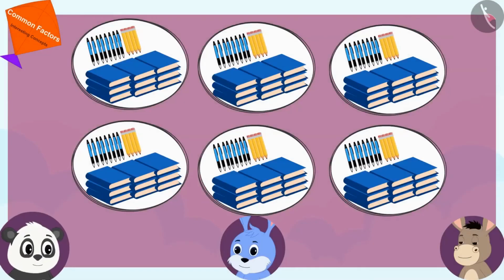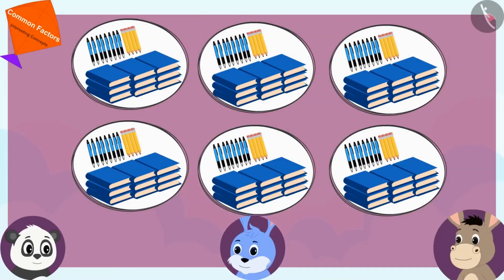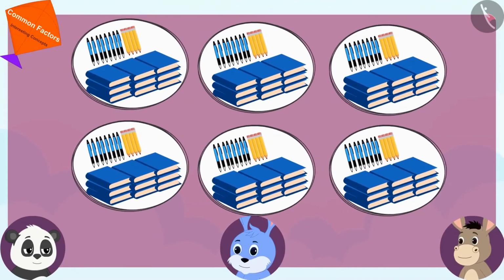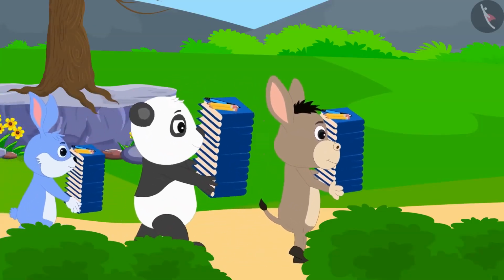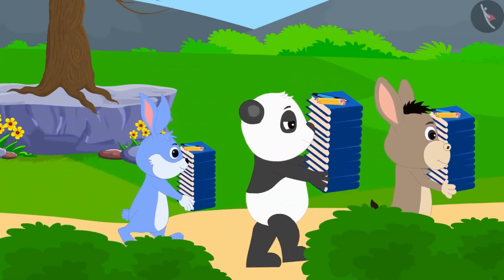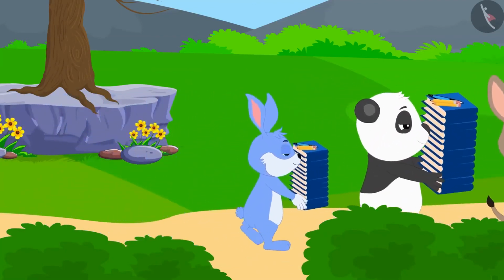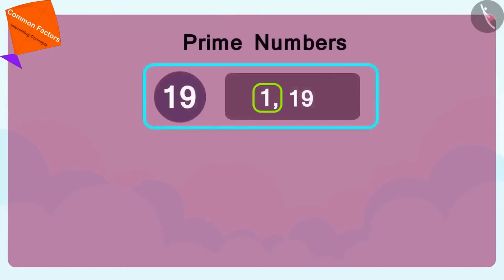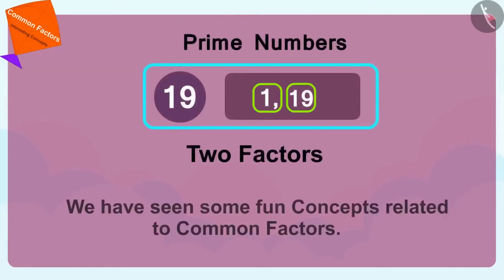In this way, Golu, Bunny and Bhola formed 6 groups of all those items. And excitedly, they went out to deliver them to the needy children of the village. Children, in this video, we have seen some fun concepts related to common factors.